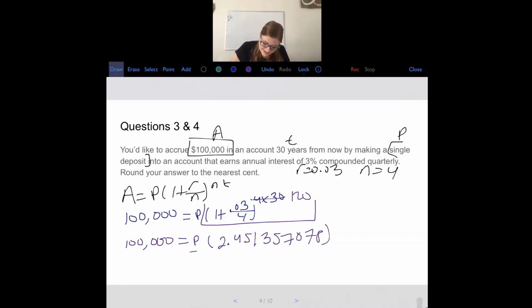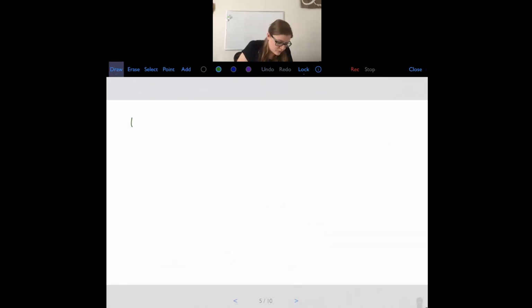Okay, now to solve for P, notice P is being multiplied by 2.451357078. So I can divide both sides by this number. Okay, so 100,000 divided by it, and I get $40,793. Okay, and we're asked to round to the nearest cent again, so we go to the second decimal place or to the cents place. We look next door, that number is less than 5, so it stays the same.